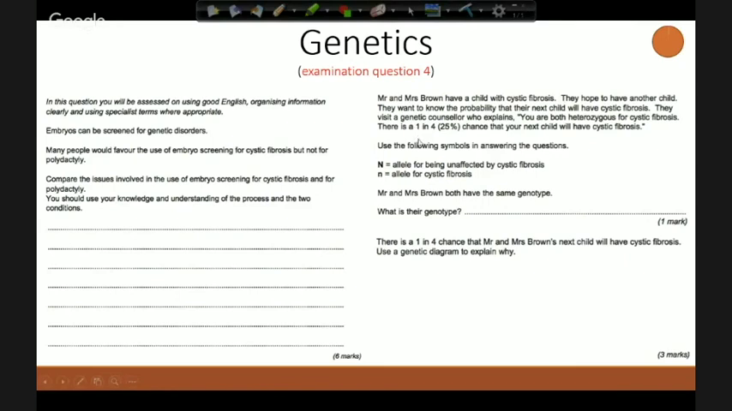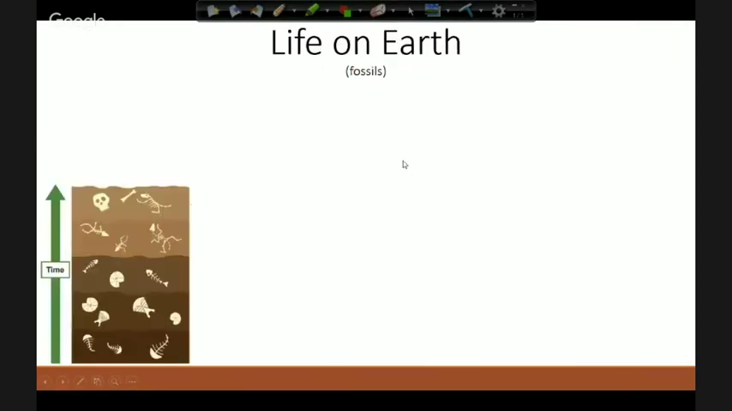Okay, on to the final part. The final part is life on Earth. We're going into a little bit more of an addition from the core science where we're looking at fossilization, we're looking at evolution, and we're looking at speciation.